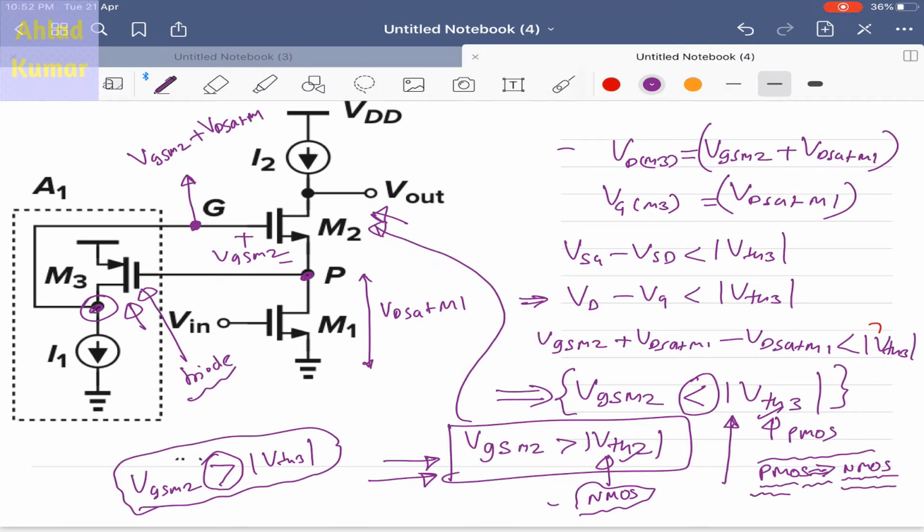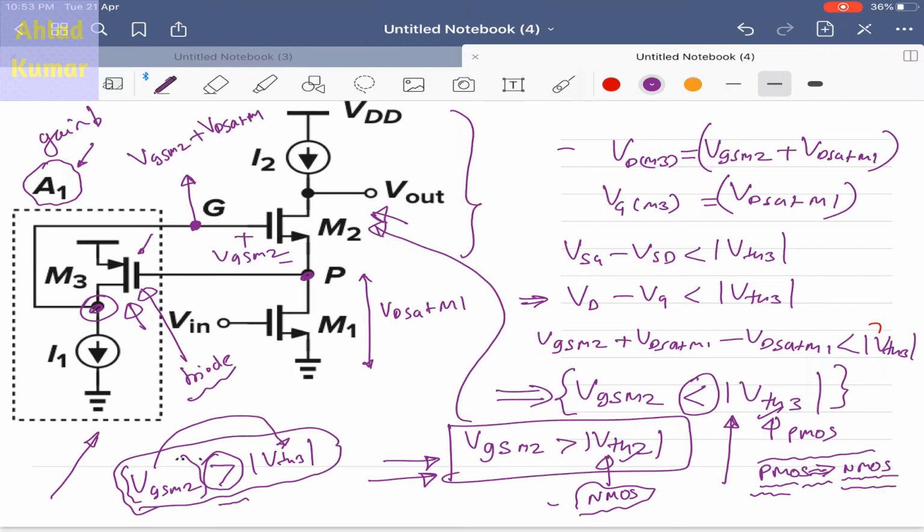So it might be possible that VGS M2 is set at a value greater than VTH3. Once that happens, M3 will enter into triode, and if M3 enters into triode, this amplifier A1 will lose its gain, because if the MOSFET enters into triode, its gain decreases. If A1 decreases, then the overall gain of this amplifier will also decrease. So this is not desirable. This is the undesirable effect of this topology.